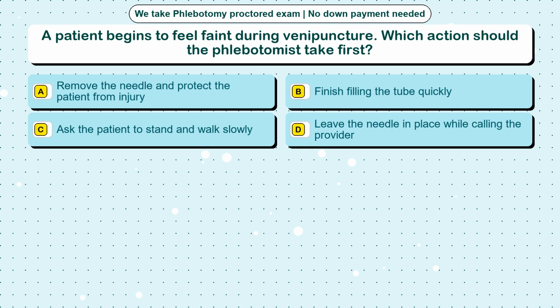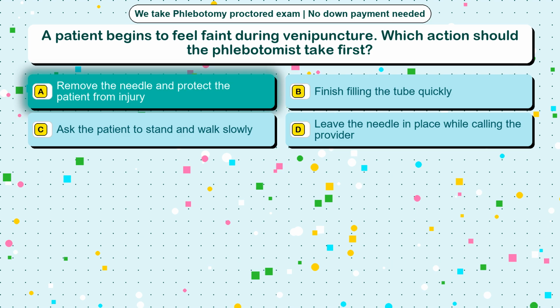Question 51. A patient begins to feel faint during venipuncture. Which action should the phlebotomist take first? Option A. Remove the needle and protect the patient from injury. Option B. Finish filling the tube quickly. Option C. Ask the patient to stand and walk slowly. Option D. Leave the needle in place while calling the provider.